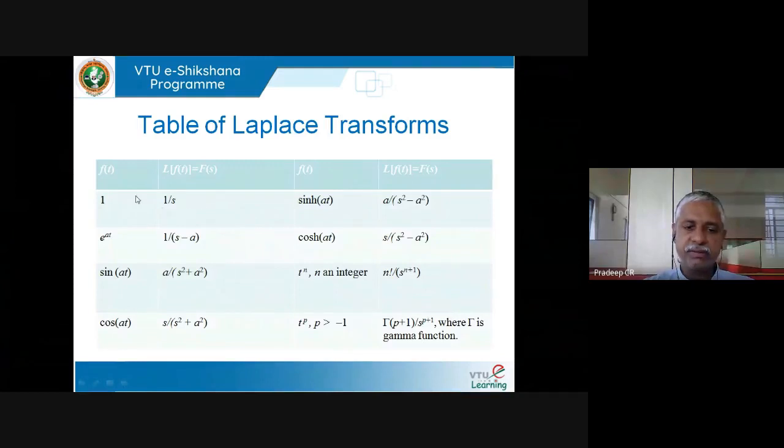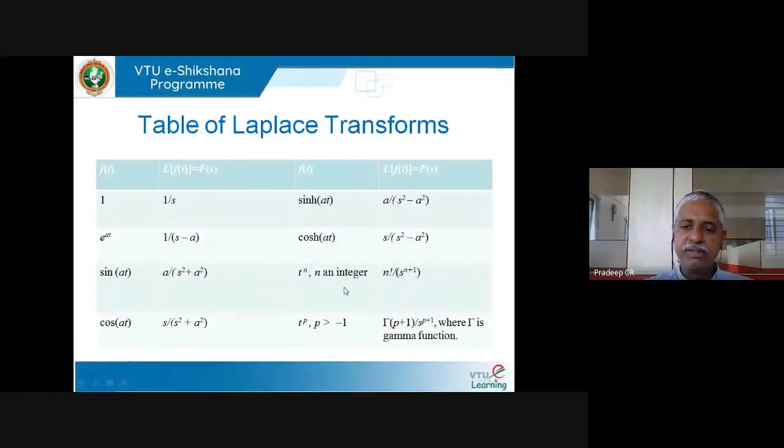Laplace of the constant function 1 is 1 by s. Laplace of e power at is 1 by s minus a. Laplace of sin at is a by s squared plus a squared. Laplace of cos at is s by s squared plus a squared, and Laplace of sinh at is a by s squared minus a squared. Laplace of hyperbolic cos is s by s squared minus a squared, and Laplace of t power n, where n is an integer, is n factorial by s to the power of n plus 1. And when n is not an integer, for any number p bigger than minus 1, t power p, it is gamma of p plus 1 by s to the power of p plus 1, where gamma is the gamma function.